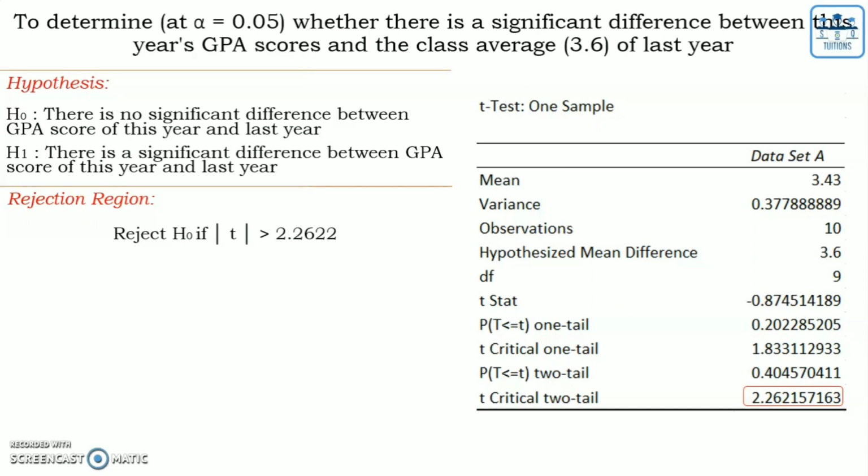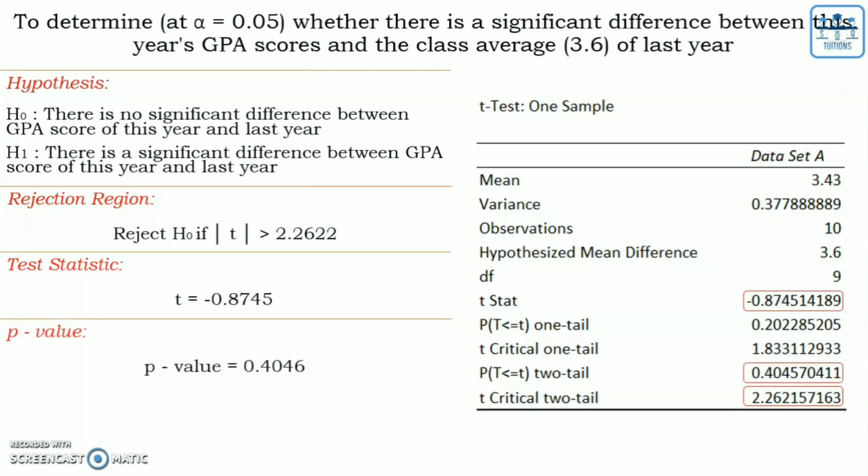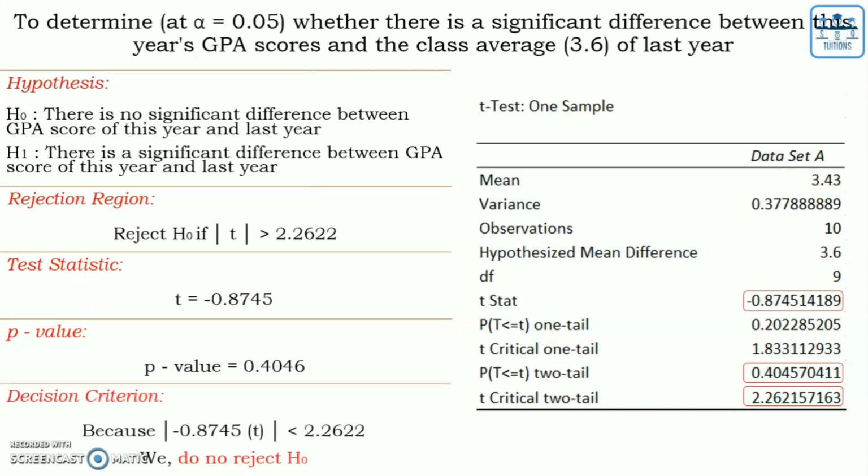But if our hypothesis is such that whether an average is greater or lesser than other average, then that is a one-tailed test, and in that case we'll look out for t critical one-tail. But as of now we'll continue with t critical two-tail. Moving further to the test statistic, it is t equal to minus 0.8745. Our p-value is also two-tailed, that is 0.4046. Now moving further to the decision criterion.